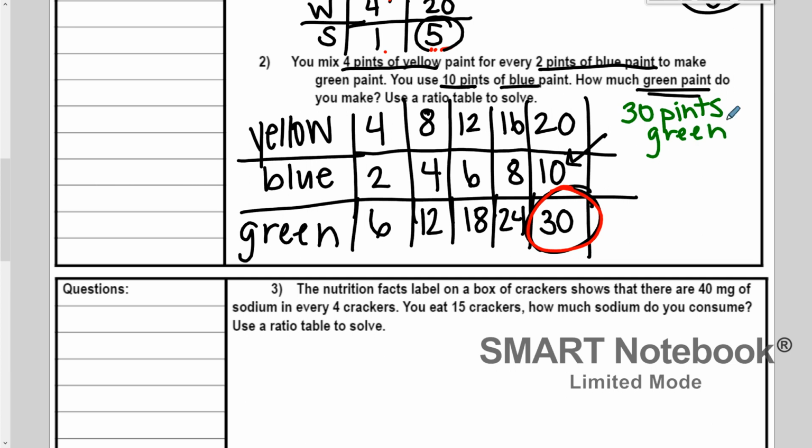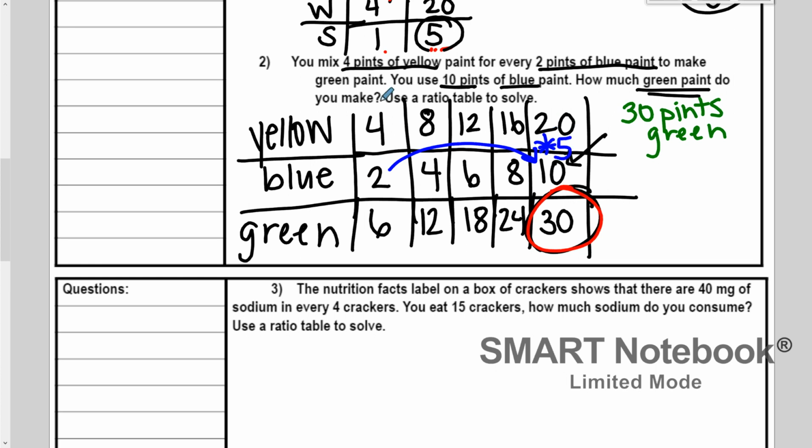Okay. Now I'm going to take a different color. Let's do blue. And I'm just going to show you how you could have done this without building the table. Because we could have gone straight there. We can go straight from 2 to 10 by multiplying by what? Think to yourself, 2 times what is 10? That would be 5.